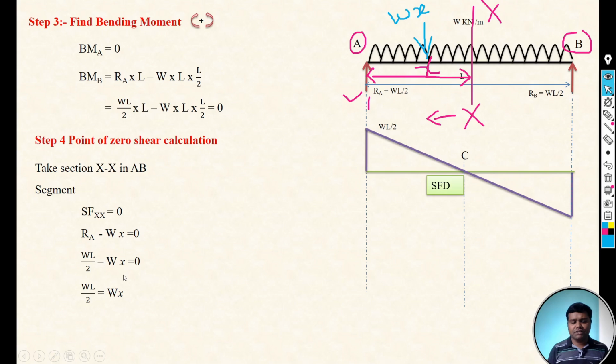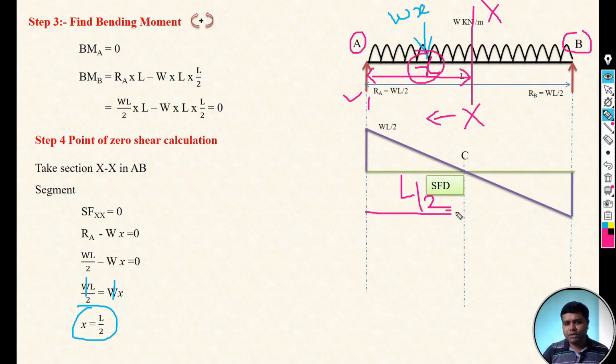So just convert that equation in the form of X, where WL by 2 is equal to WX. So W and W get cancelled. The remaining term is L by 2. It means our X is equal to L by 2. It means our zero shear point, or the point where the shear force is 0, is at L by 2 from the A point, because the X distance we have considered from the A point. So this distance is L by 2. So by default, the other distance is also L by 2. How? That is L minus L by 2. So the remaining term is L by 2.